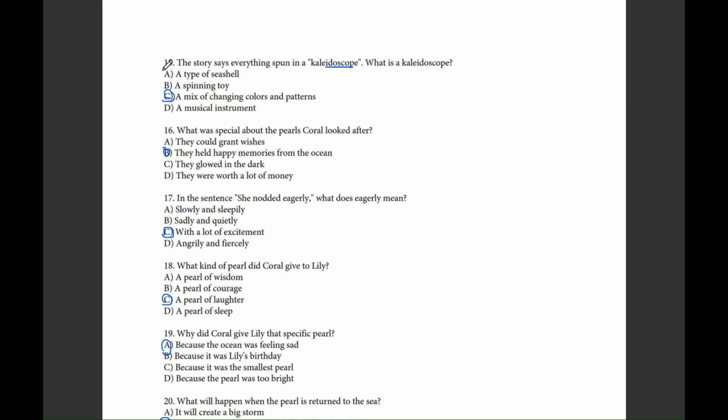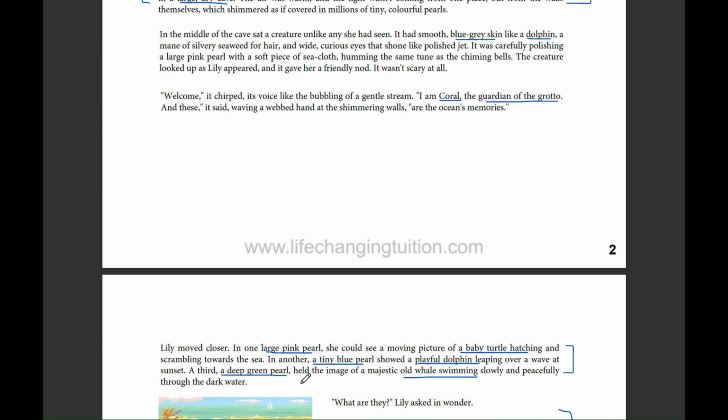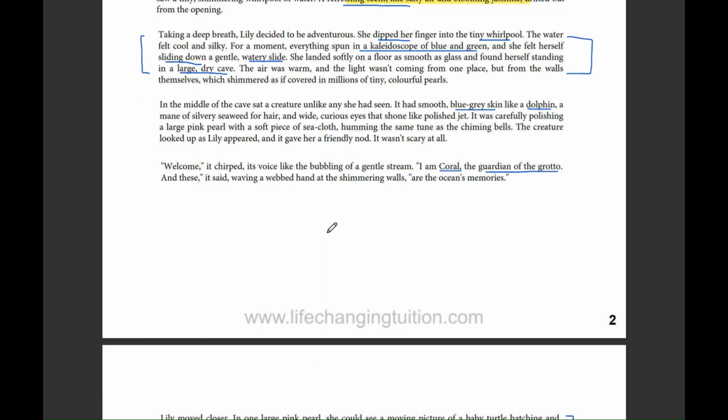Let's consider why not. A and D just don't fit, and B is close but truly incomplete. The answer we are looking for is C, a mix of changing colors and patterns. This is because, as the explanation tells us, a kaleidoscope shows us wonderful shifting patterns and colors.